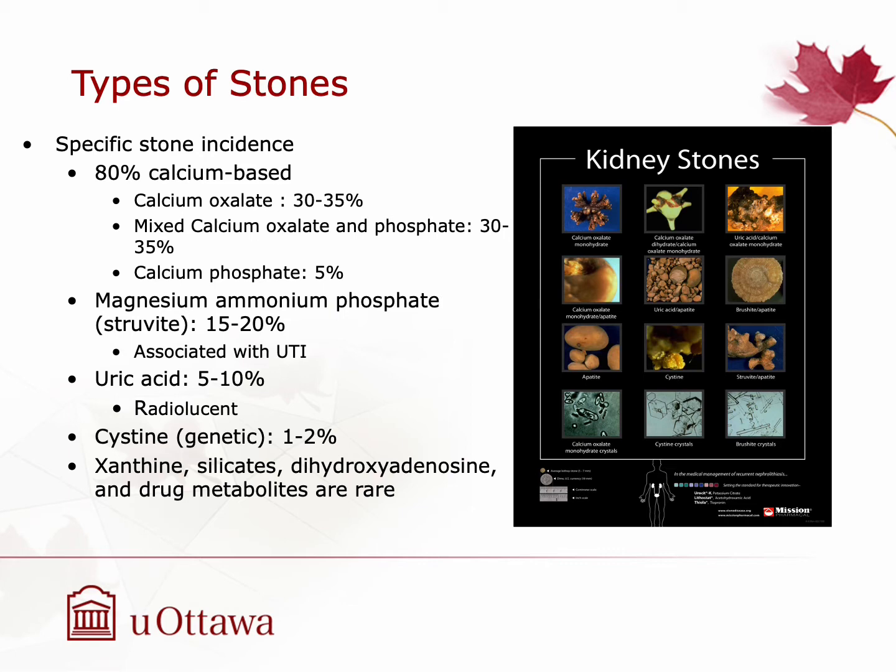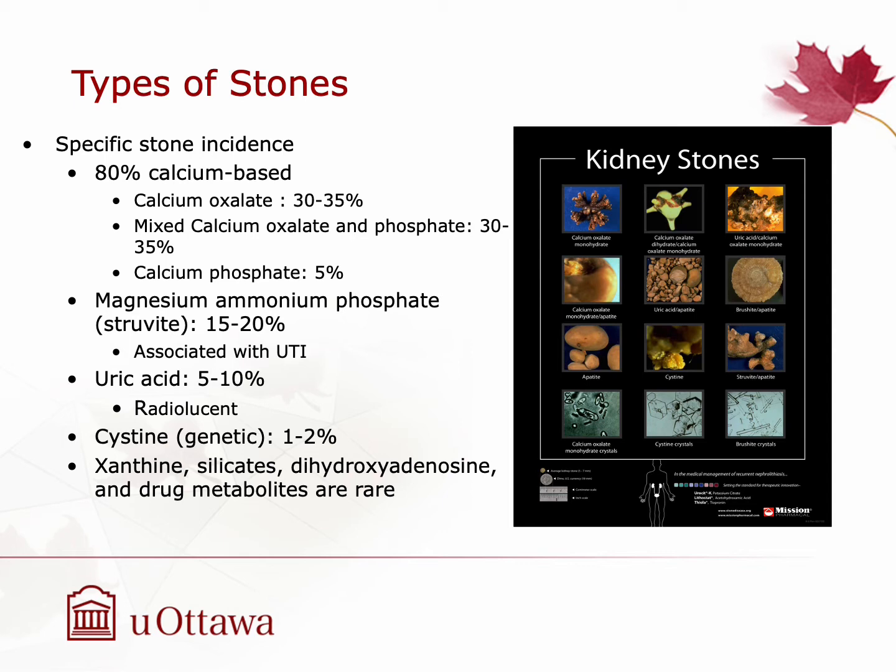Magnesium ammonium phosphate are the struvite stones. They're associated typically with a urinary tract infection, and there's a higher prevalence in females, who have a higher risk of urinary tract infection. We do see these in patients that have issues with neurogenic bladders and have chronic catheterization or chronic colonization of the urinary tract. Uric acid stones, we see about 5 to 10% of the time.